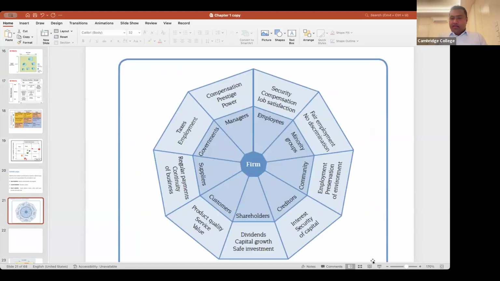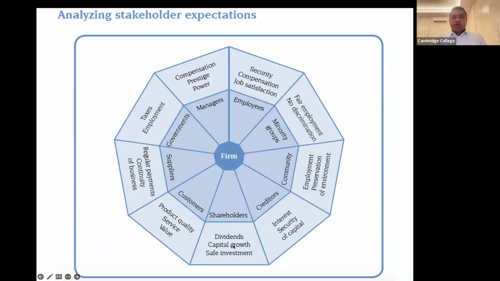And then we look at another theory. What are the stakeholder expectations? Stakeholders will have different expectations. Employees require job security, compensation, and job satisfaction. Suppliers will want payments. Customers will want value.